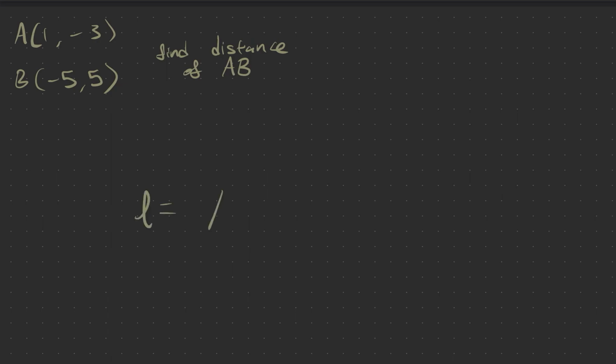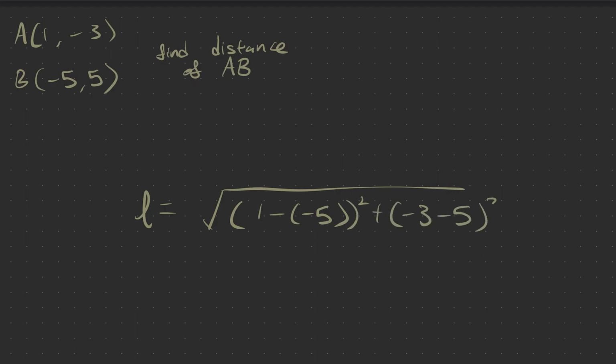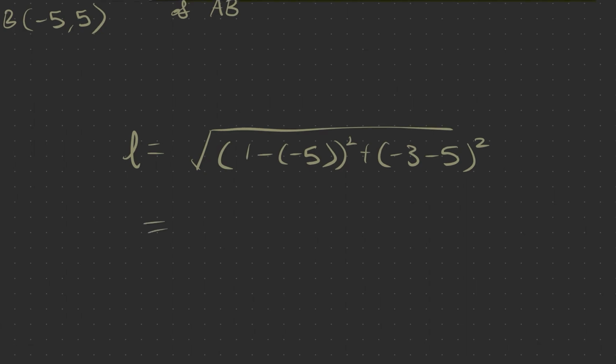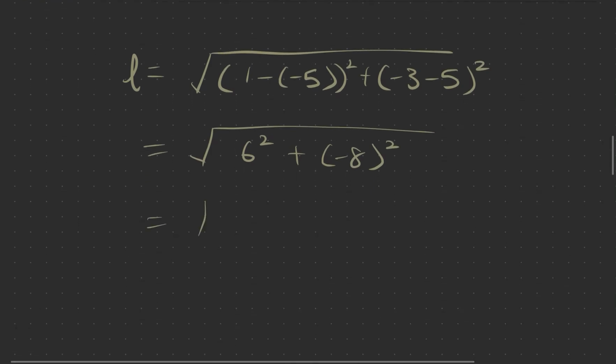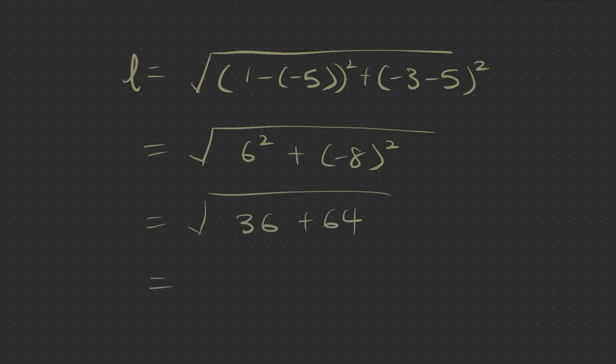Your length will equal to square root. We'll just start off with A. So we'll use 1 minus negative 5 squared plus negative 3 minus 5 squared. And this will give us square root 6 squared plus negative 8 squared.